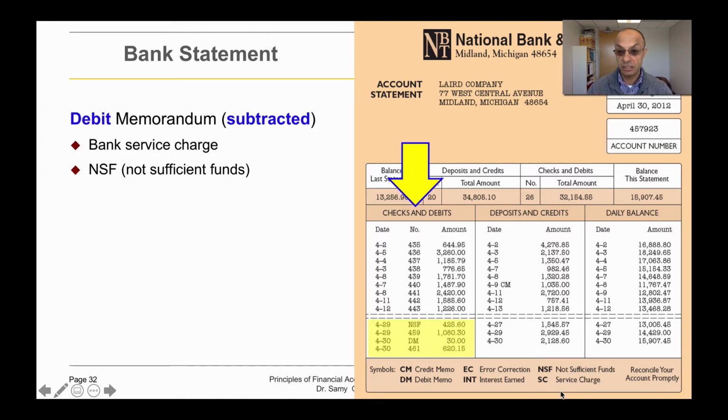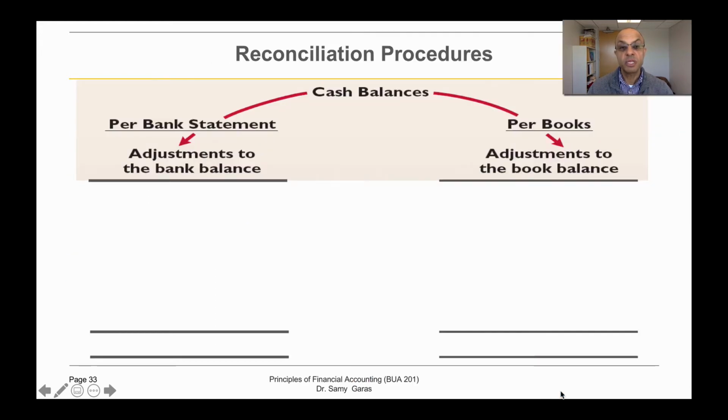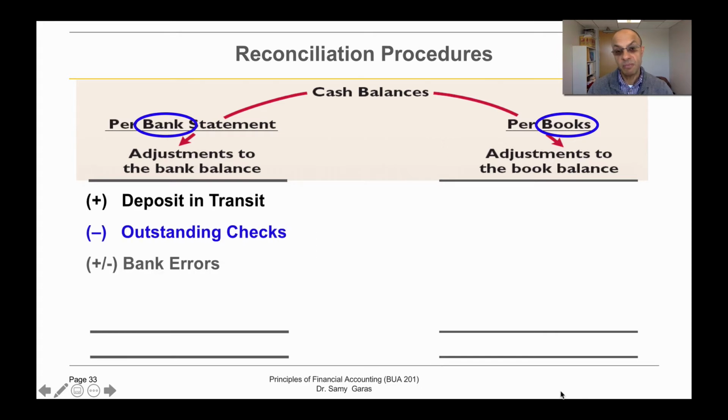from the client. The other section talks about the deposits and the credits, and you might see in the middle here there is one amount called CM, which stands for Credit Memorandum, which is usually made by the bank for any collection on behalf of the company, and it has to be added to the company balance. And then we see the balance from the bank statement, and our job is to make sure that the bank balance is equal to the company balance.